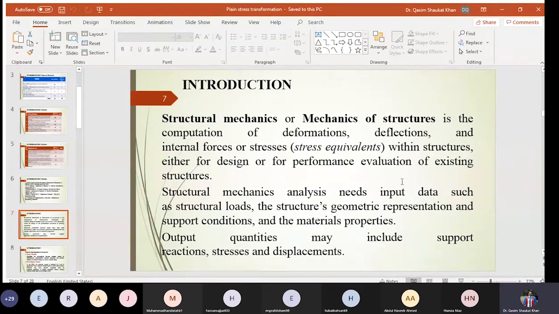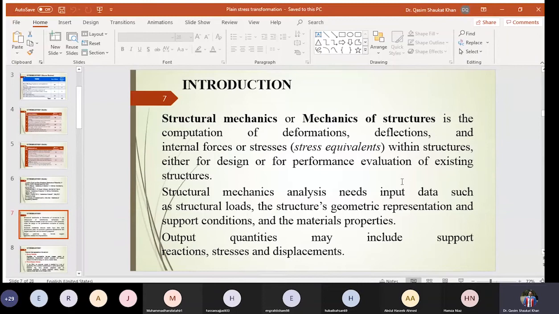Then you can test those cores under compression. When you test under compression, you will get the compressive strength. Then you can know that the structure was designed for these loads, and now it has this capacity. So you can have an idea: the structure has 80% capacity, or 70% capacity, or 90% capacity, depending on the conditions.